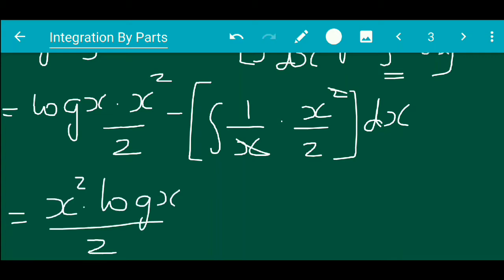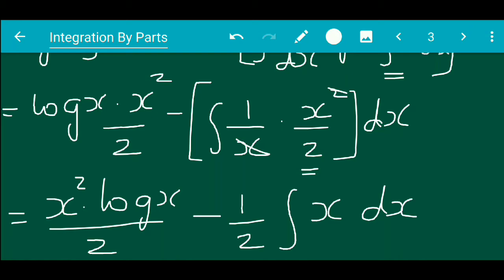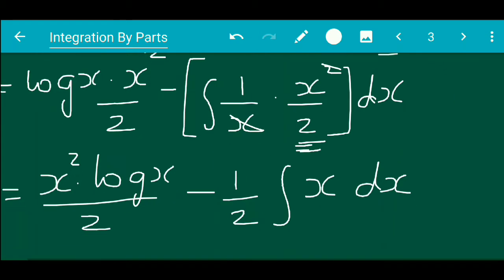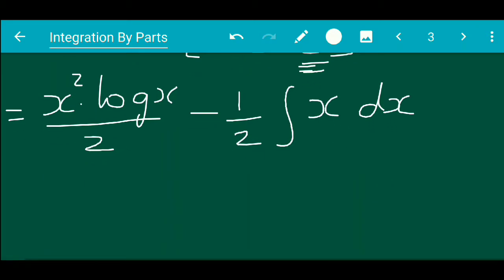upon 2 minus, now upon cancelling, 1 upon 2 we can take it outside. This 1 upon 2 which remains can be taken outside. So, 1 upon 2 the integral of x dx. Now, it has become simpler, isn't it? Now, until the integral sign goes away, until you get plus c, you have to keep on integrating. Okay, but then thankfully for this sum, we can solve it in the next step itself.